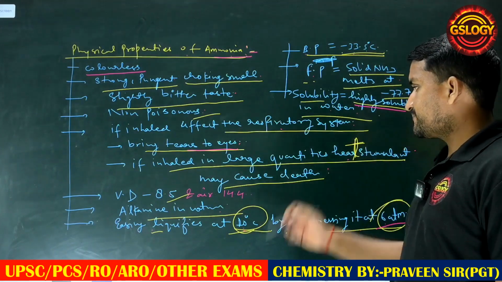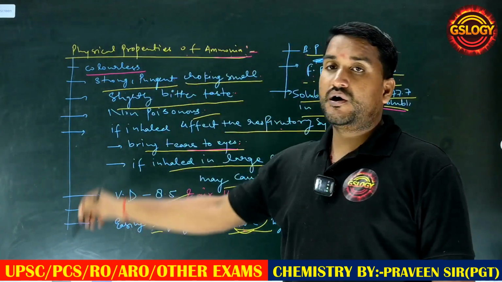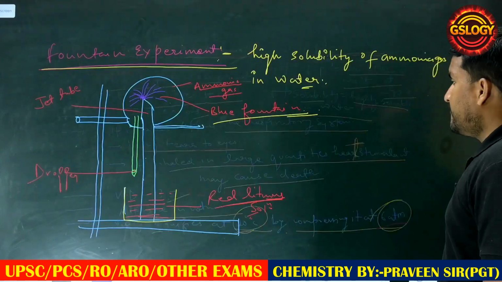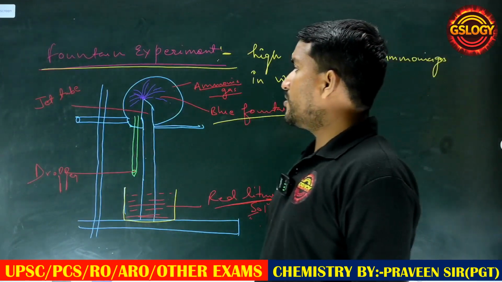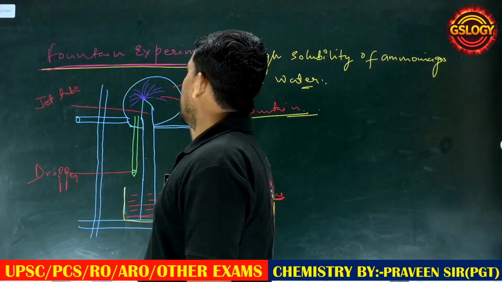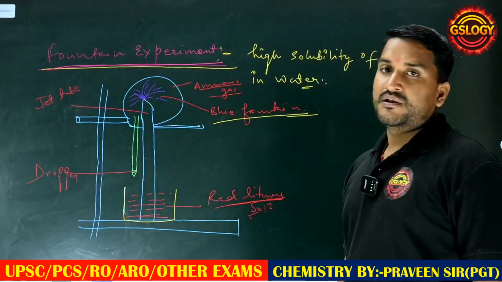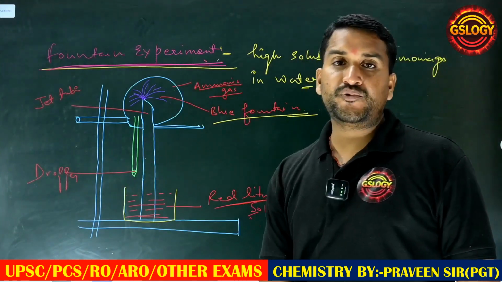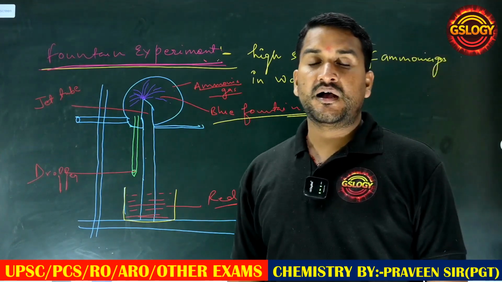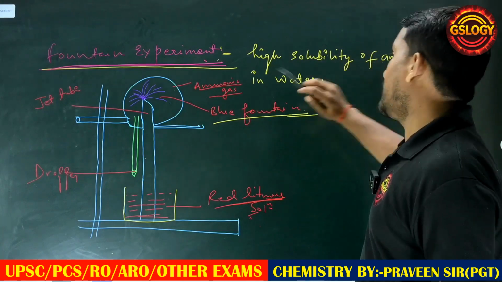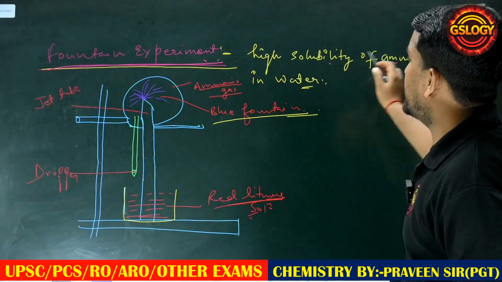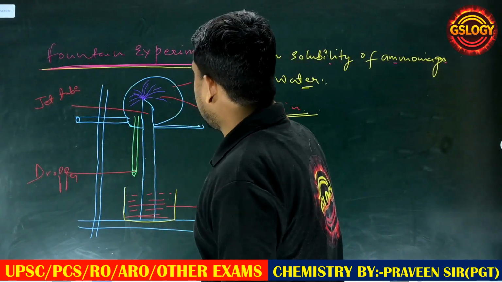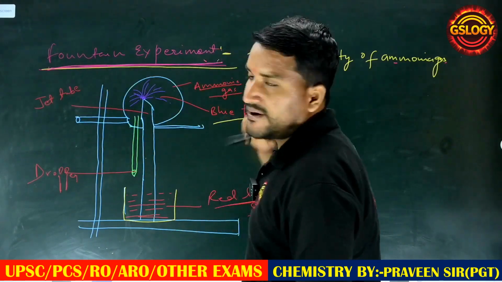Clear everyone? So that is all about the physical properties of ammonia. Next is the fountain experiment. So what is the fountain experiment? By this experiment you can prove that ammonia gas is highly soluble in water. The high solubility of ammonia gas in water is demonstrated by the fountain experiment.